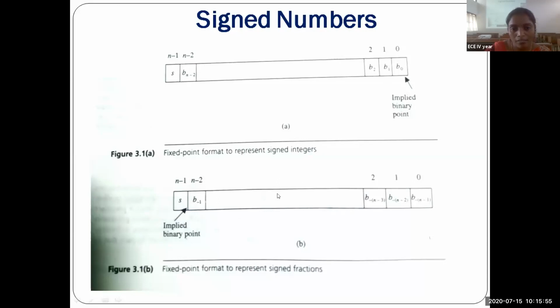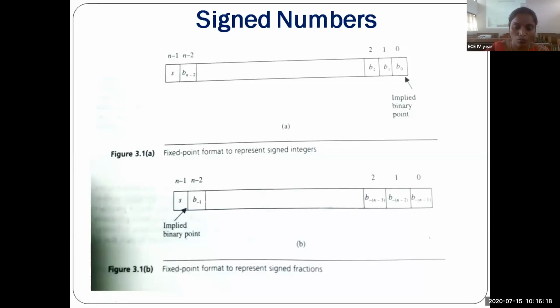Similarly, how to calculate the fraction value? This is the fractional representation. Here the binary implied point is there and towards the right side is the fractional value. Now what I said, for 0.625 the value is 101 only. Now multiply this digit with 2 power minus 1, and the next with 2 power minus 2, and so on.